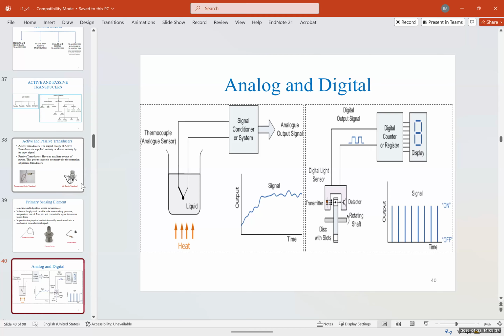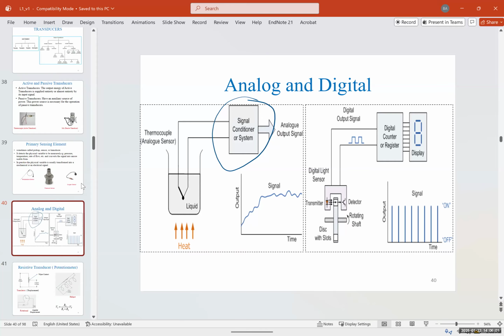Okay, so for example, on the left, you can see this is a thermocouple that measures temperature, and it's measuring it in a continuous way. And first thing that we need to do is to condition the signal. Conditioning the signal meaning getting rid of the noise, amplifying it maybe, and then converting it to digital. And I'll explain how we do that.